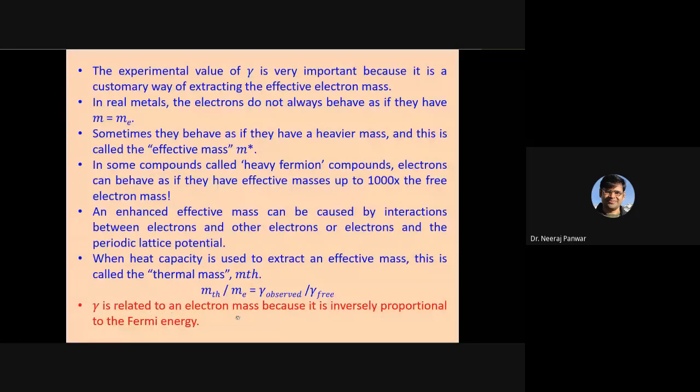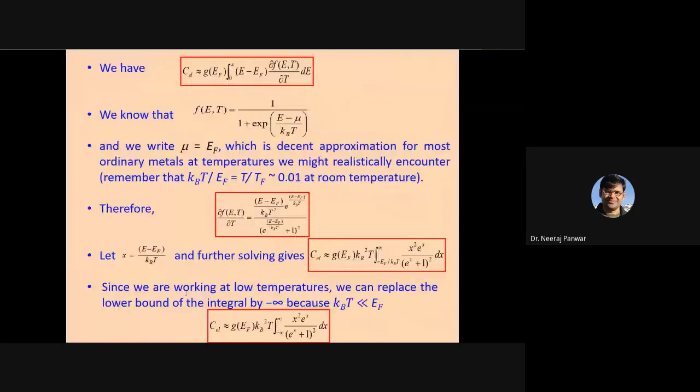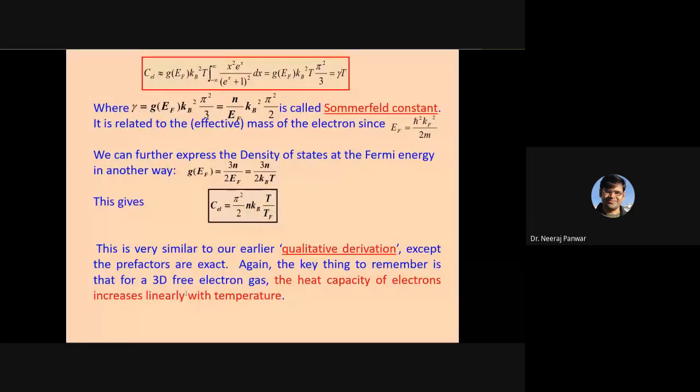So gamma is related to the electron mass because gamma is inversely proportional to the Fermi energy, as we have already seen. Somewhere we saw it. Here we saw it. Gamma is inversely proportional to the Fermi energy, which is inversely proportional to the mass. So mass of the electron is proportional to gamma.